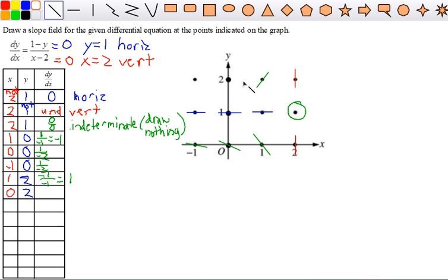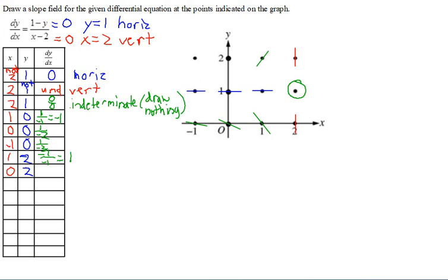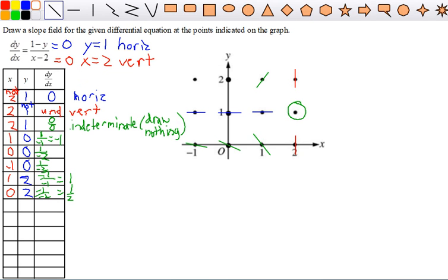You'd have 2 on the numerator, so that'd give you negative 1 on the numerator, 1 minus 2. And 0 on the denominator, 0 minus 2 is negative 2. So you get positive 1/2. So you might be able to see a pattern here now. So it'd be up 1, right 2.